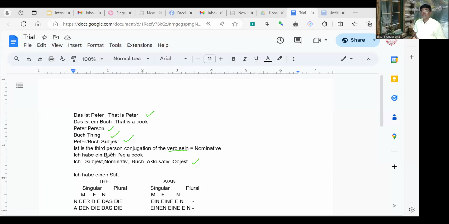So again here, depending on the gender of the book, your book is neutral gender, hence we put ein here. Whereas in this example, Ich habe einen Stift, it means I have a pen. So in this case, Stift is an object and it is in accusative and it is masculine. Stift is masculine, hence it becomes einen Stift.